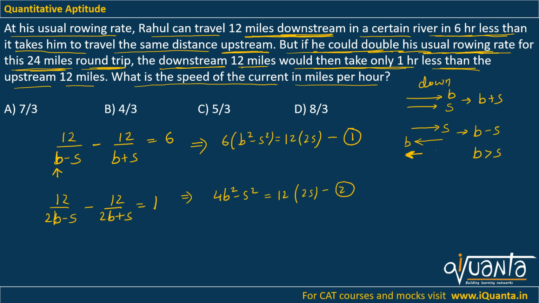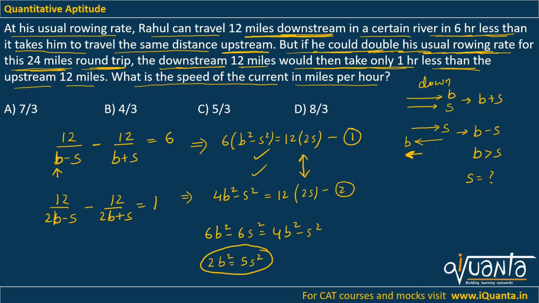Now I can see that in the RHS of both equations I have 24s, so I can equate their LHS. So I'll be equating 6b square minus 6s square to 4b square minus s square. From here I get 2b square equal to 5s square. I want to find the value of s, so in the equations I will put s in place of b. So the relation between b and s is over here.